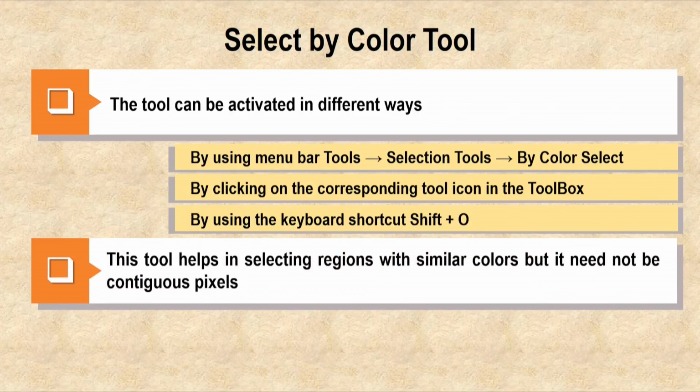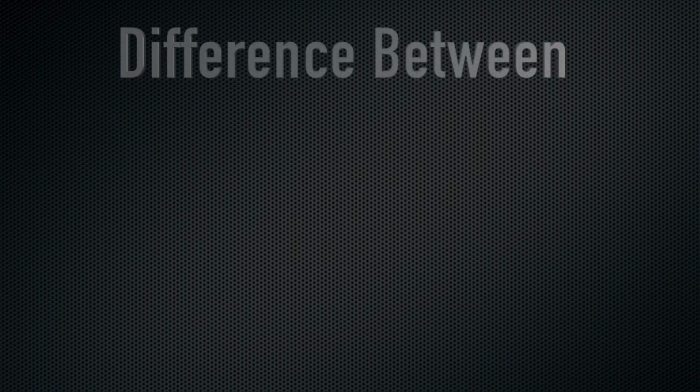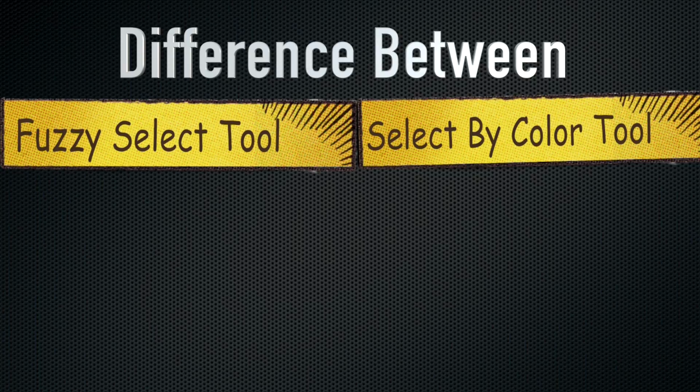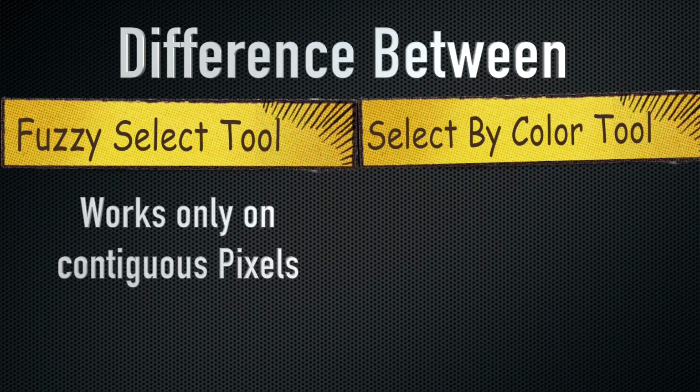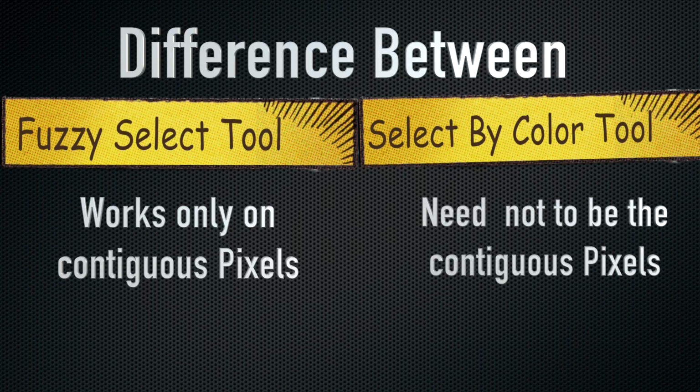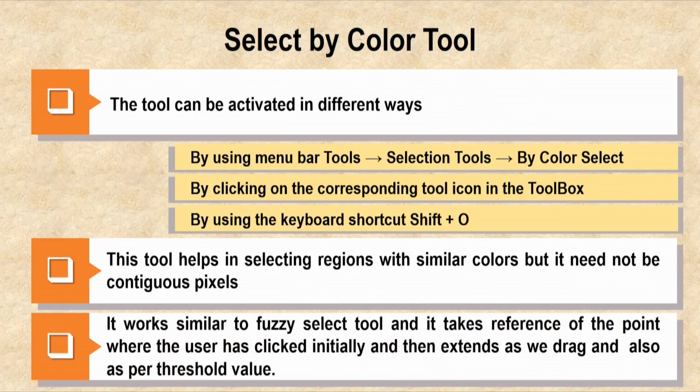This tool helps in selecting regions with similar colors, but they need not be contiguous pixels. So we need to understand how select by color tool in GIMP is different from the earlier tool, that is fuzzy select tool. Fuzzy select tool works only on contiguous pixels, but in the case of select by color tool, it need not be contiguous pixels. Then it works similar to fuzzy select tool, and it takes reference of the point where the user has clicked initially. And then it extends as we drag and also as per the threshold value.